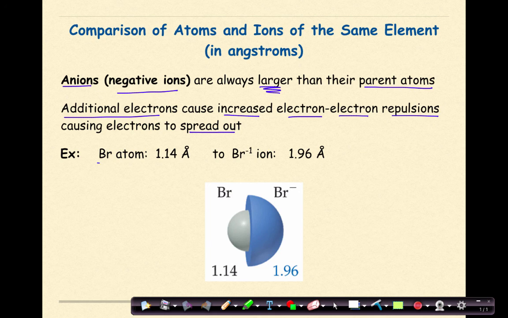So if we look at a bromine atom, it has an atomic radius of 1.14 angstroms. But when we add that extra electron to that outermost shell to make a bromine ion of a -1 charge, we see that the radius of the ion now is a little bit larger, at 1.96 angstroms.